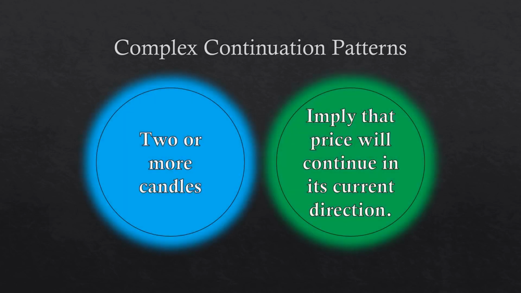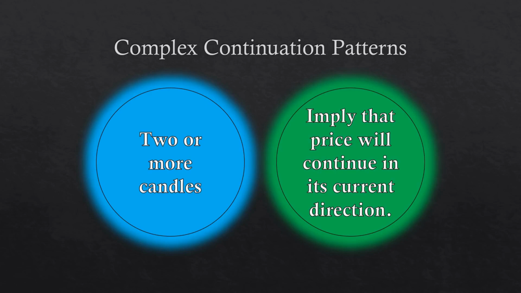I want to move on now to the continuation patterns. In other words, the candlestick patterns that imply that price will continue to go in its current direction. A couple of things to notice here before we dive into the patterns is that there aren't as many continuation patterns as there are reversal patterns, and there aren't simple continuation patterns. We'll start with the complex continuation patterns formed by two candles.